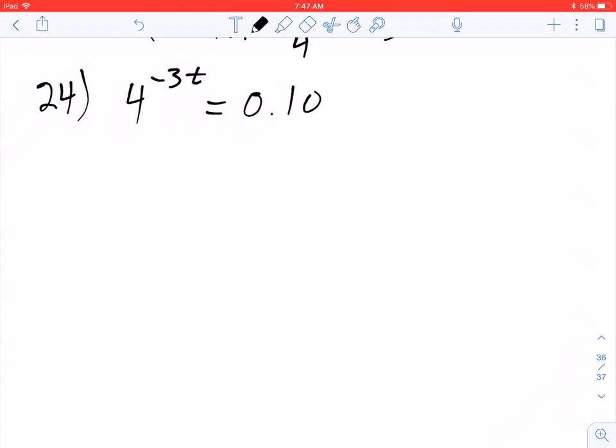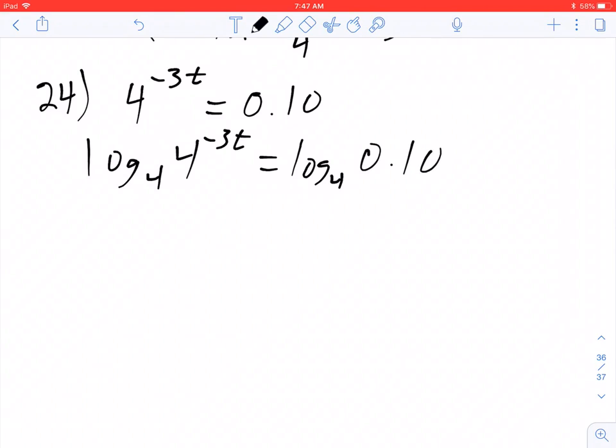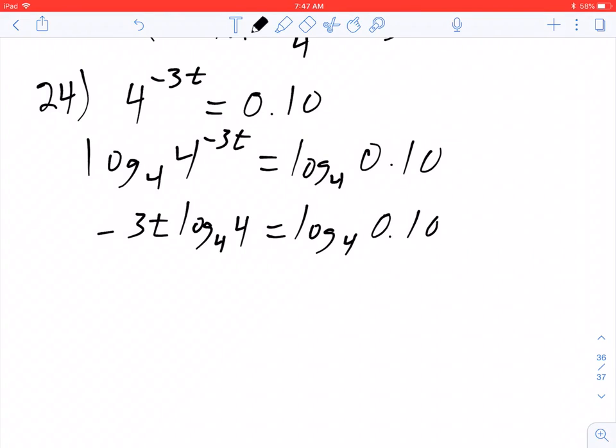For this one, since there's nothing else with the 4 except that the negative 3t is part of the exponent, you're going to take log base 4 of each side. So we take log base 4 of 4 to the negative 3t, and that equals log base 4 of 0.10. Now the negative 3t can come down, and you have negative 3t times log base 4 of 4 equals log base 4 of 0.10. The log base 4 of 4 cancels, and you're left with negative 3t equals log base 4 of 0.10.